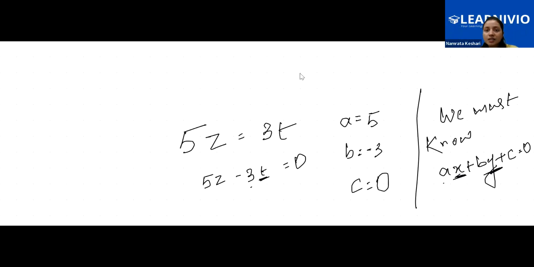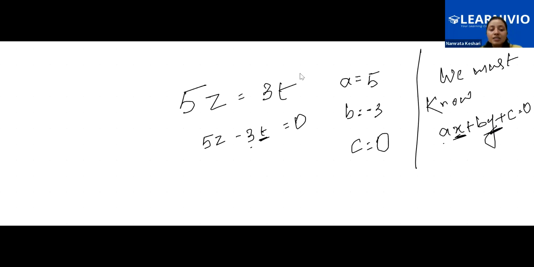Getting it, Sara, Sazia and Ayan? Yes, ma'am. Okay, so this is how we will be writing in standard format, and then if asked in the question, we will be finding A value, B value and C value. Okay, let's do a few questions quickly.